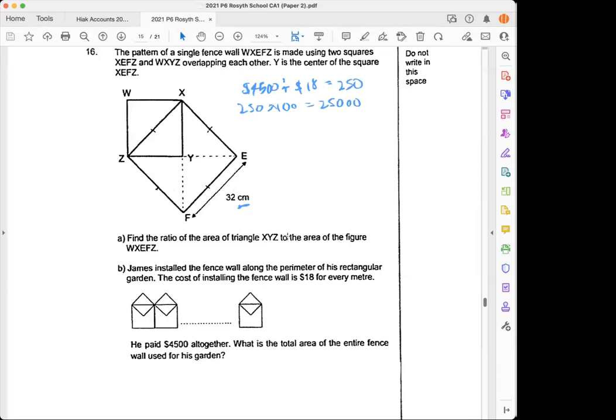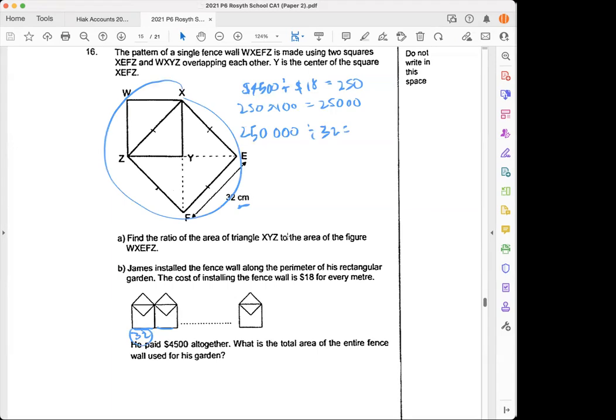Now the perimeter of the fence wall is made up of this. Okay, the bottom of the figure here. Each of these is 32 centimeter. So what you can do is, how many of this is used to make the fence wall? Since we know the perimeter is this, right? So this is the perimeter of the fence wall in centimeter, divided by 32, we will get the total number of this figure that is used to make the fence wall.